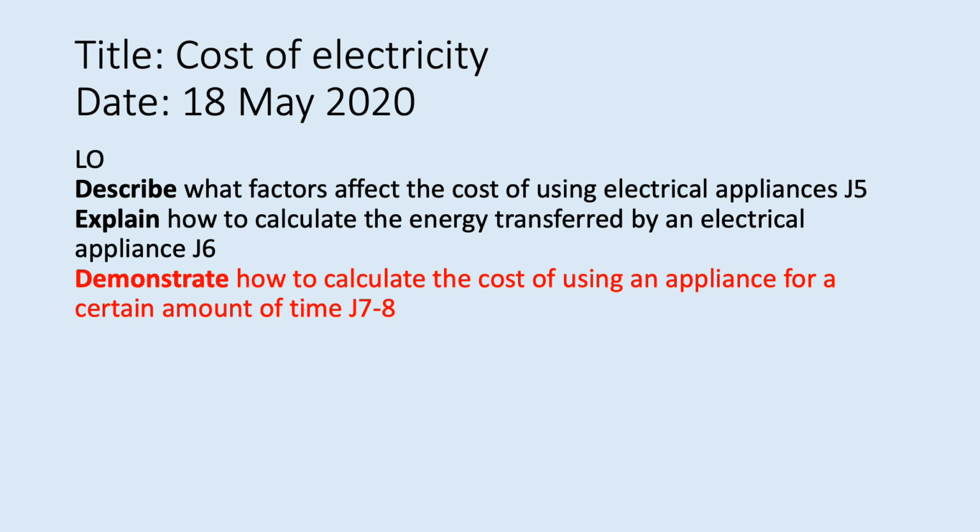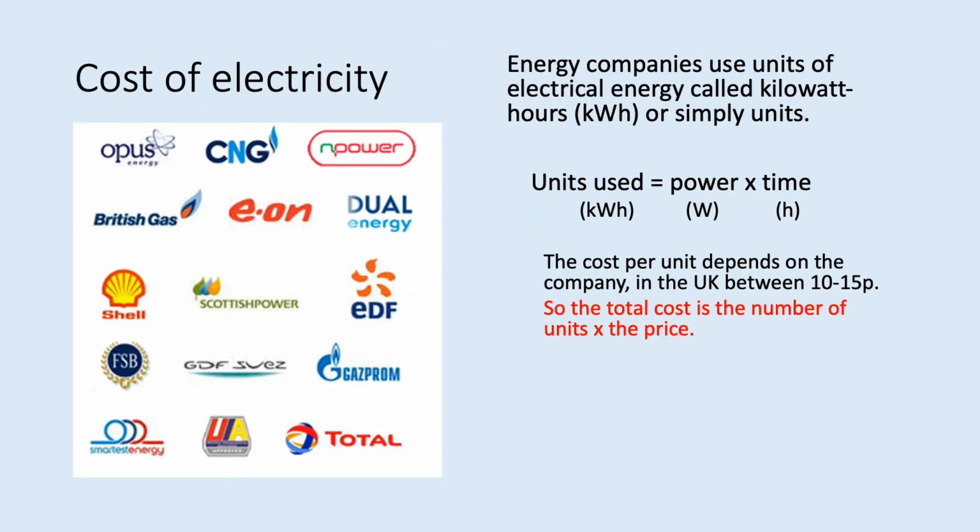Okay, so to demonstrate how to calculate the cost of an appliance, a couple more bits of information to get on with, and then you can practice those questions. So the cost of electricity is actually very simple. As I said, you just need to do the units times the price. You do your kilowatt hours times the price of the unit, and most of the time it's between 10 and 15p. You can give that answer later on in pounds as well, but as it says there in the red, the total cost is the number of units times the price.